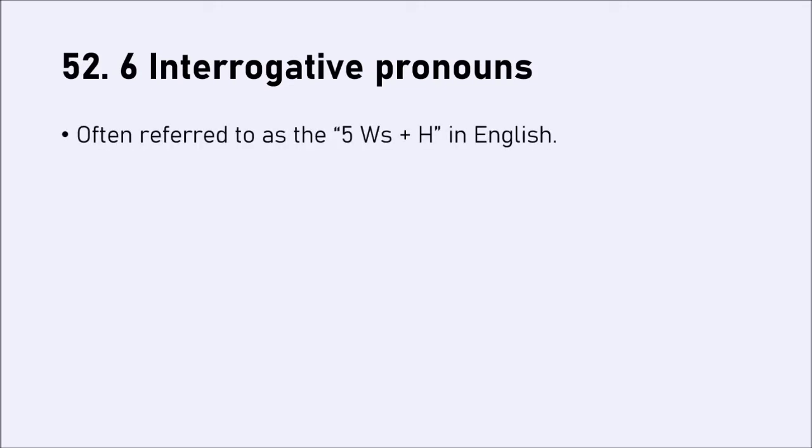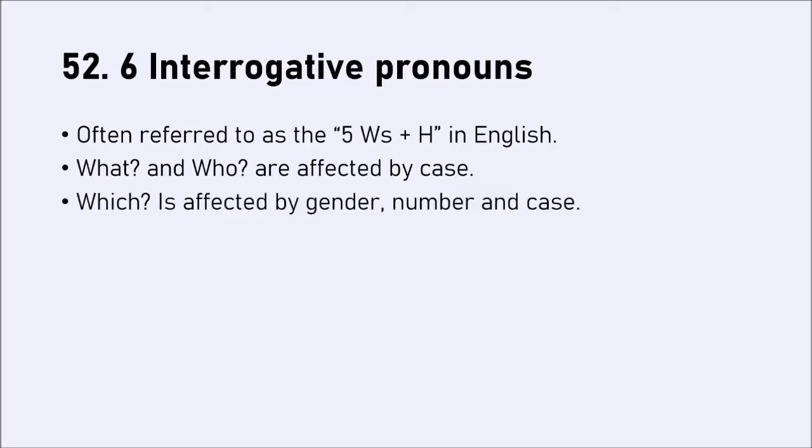Okay, and lastly for today, we're going to have a look at interrogative pronouns. In other words, these are the question words. We refer to them as the 5 W's plus the H in English. Now, in Russian, you have to be aware, and I think I've mentioned this before, that the what and who question words are affected by case. And then the which, I don't think the which actually is part of the 5 W's, but anyway, it is a question word. Which in Russian is affected by all three: gender, number, and case. But we're not going to have a look at which just yet because it does get quite hard.